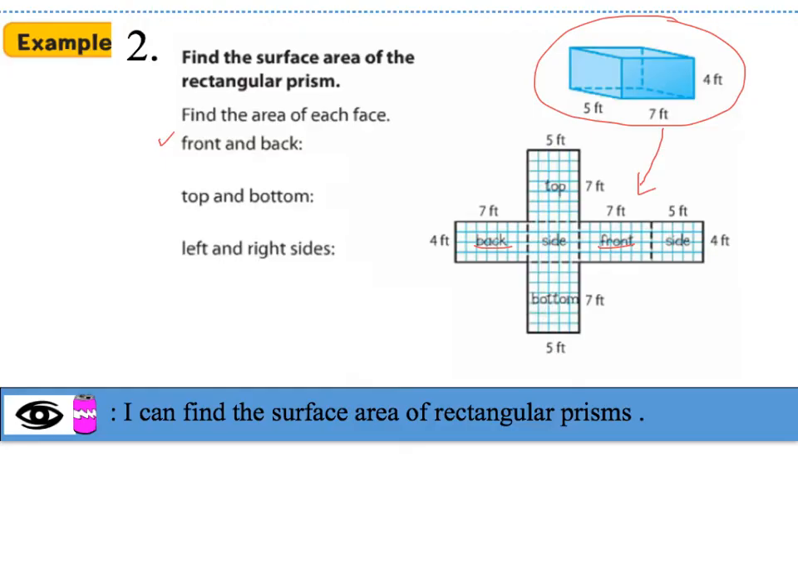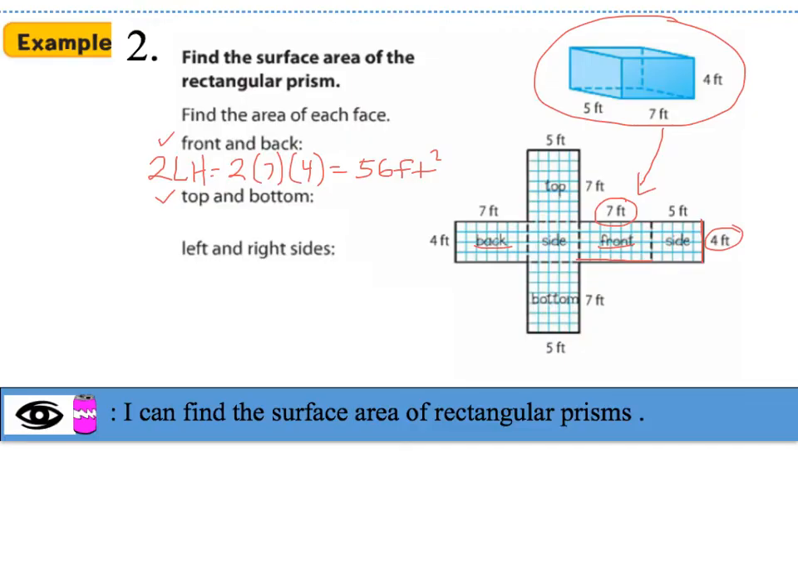So I'm going to take 2, because there's a front and a back, and I'm going to multiply it by the length, because the front has a length, and the height, and the front has a height. So I'm going to say 2 times our length, which is 7, times our height, which is 4. So when I multiply 7 times 4, I get 28, but since there's a front and a back, I'm going to say there's going to be 56. That's why I'm multiplying it by 2. So 56 feet squared.